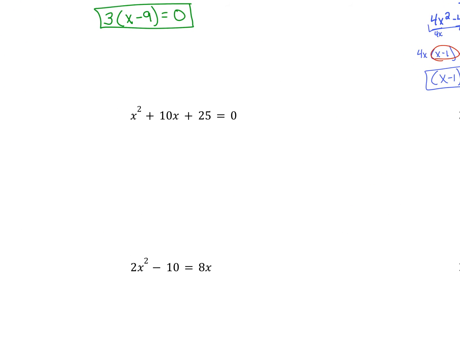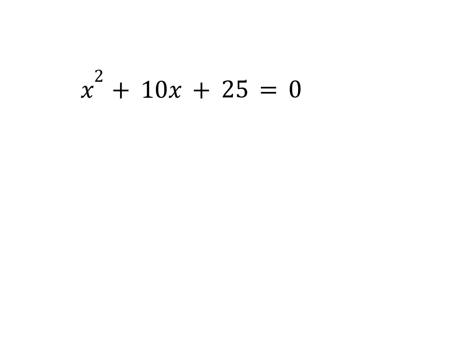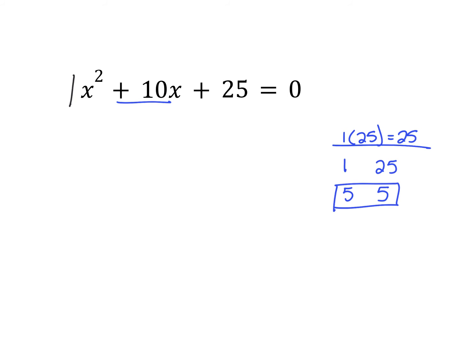Okay. For our next one, go ahead and look for a GCF first. It's already in standard form. I don't see anything that 1, 10, and 25 have in common besides 1, so we're going to go ahead and start factoring this trinomial. So I'm going to take 1 times 25. That will give me 25. We're going to find our factors of 25. That would be 1 and 25 and 5 and 5. Since we have a positive 10, I'm going to keep all of these positive, and 5 and 5 will give me that positive 10.